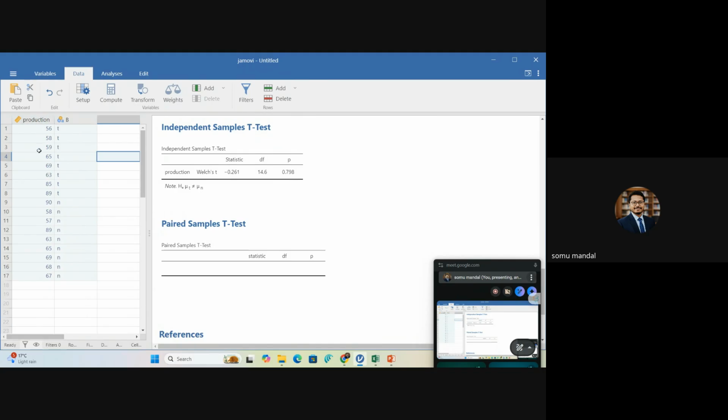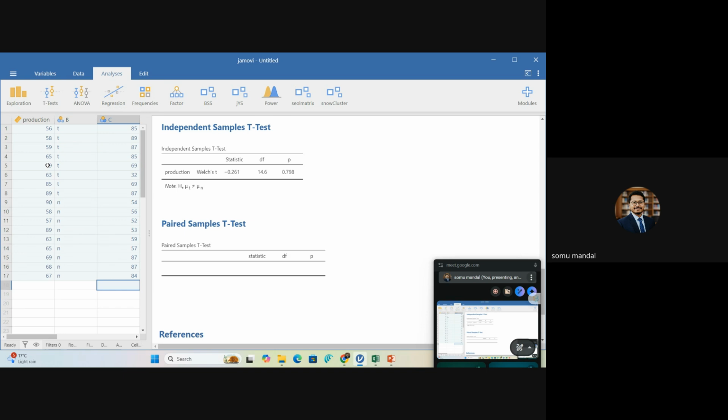Suppose this is your one production. You consider another data set like 85, 89, 87, 85, 69, 32, 69, 87, 45, 6, 62, 63. Like that. Then you consider this particular data series as the agricultural productivity before agricultural intervention, and this one is the after. Go there.